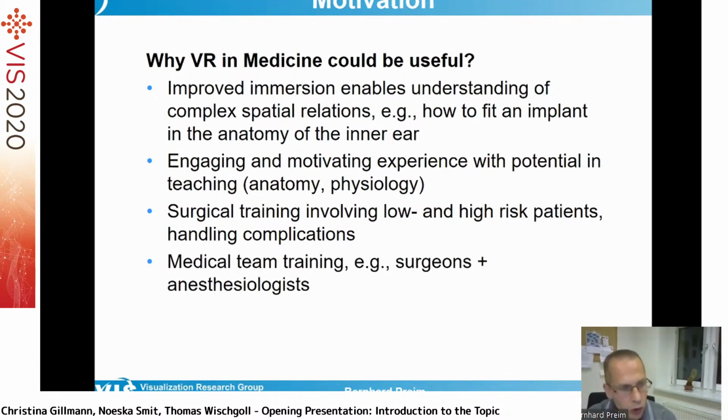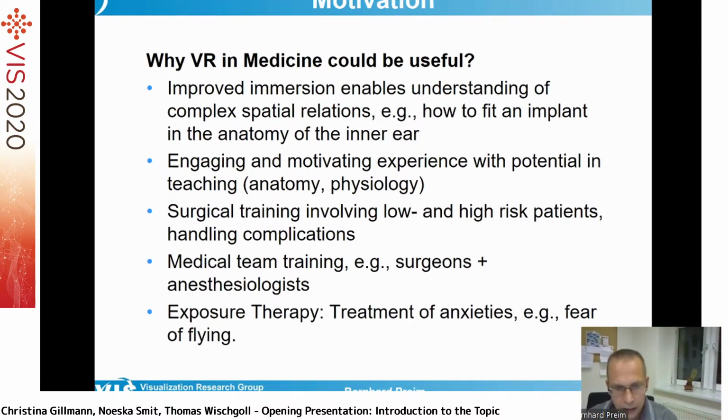There is also a lot of medical team training that can benefit from VR solutions. So here is just one example for teams that have to work together. And one thing that really works quite well already is exposure therapy.